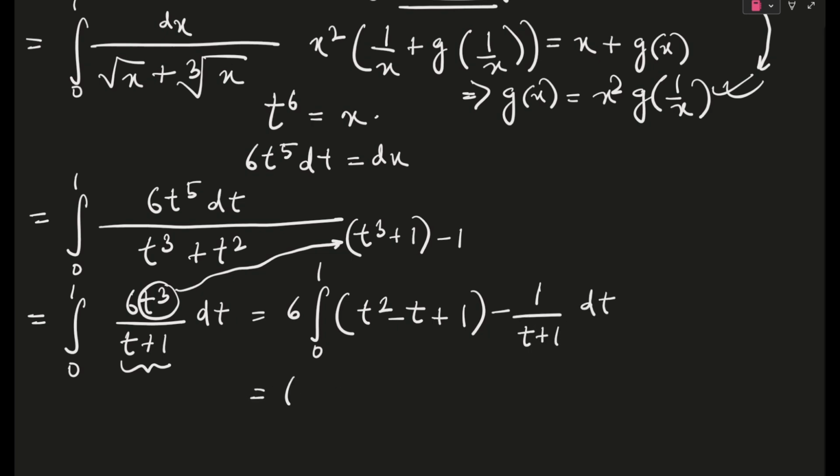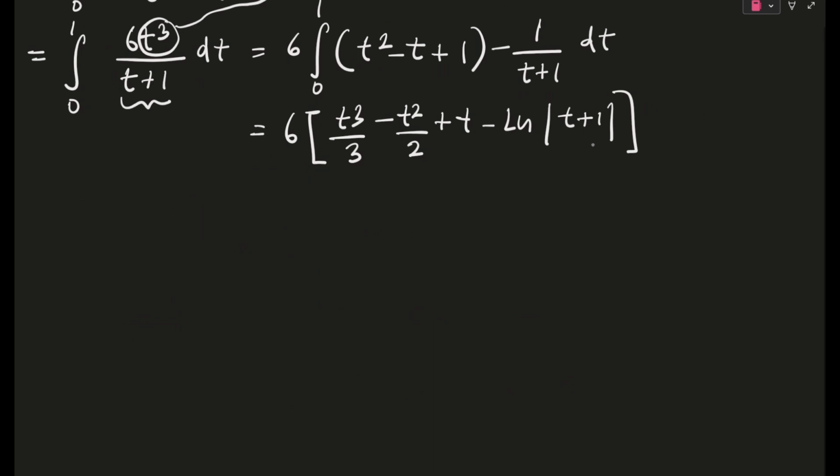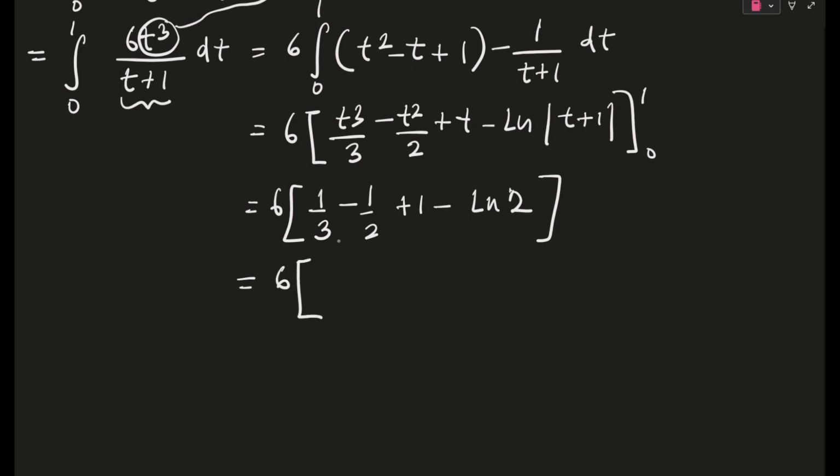So guys, this thing becomes 6 times of t cube by 3 minus t square by 2 plus t minus ln mod t plus 1. And if we calculate this from 0 to 1, this is coming out to be 6 times of 1 by 3 minus half plus 1 minus ln 2 only, and the rest of it goes to 0.